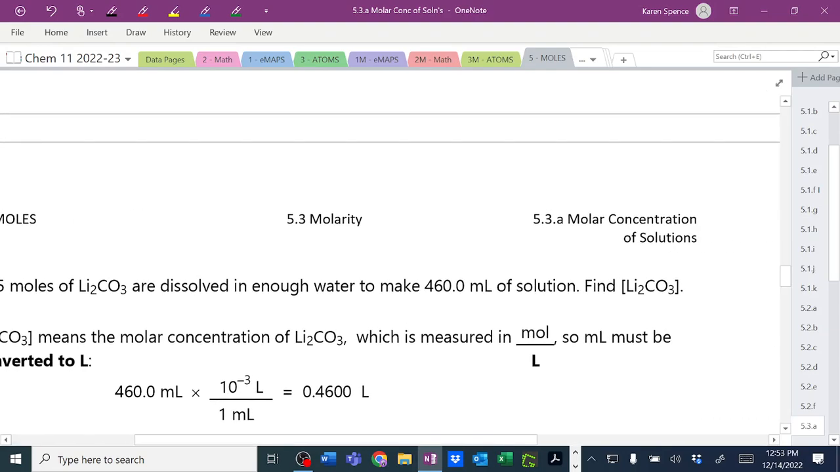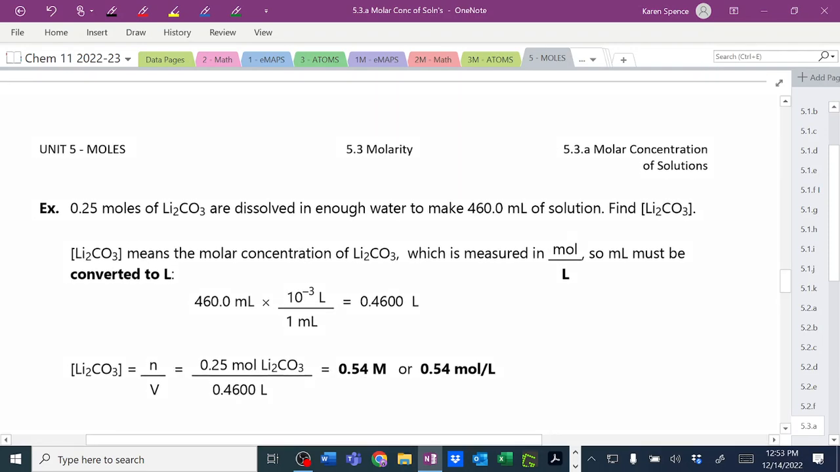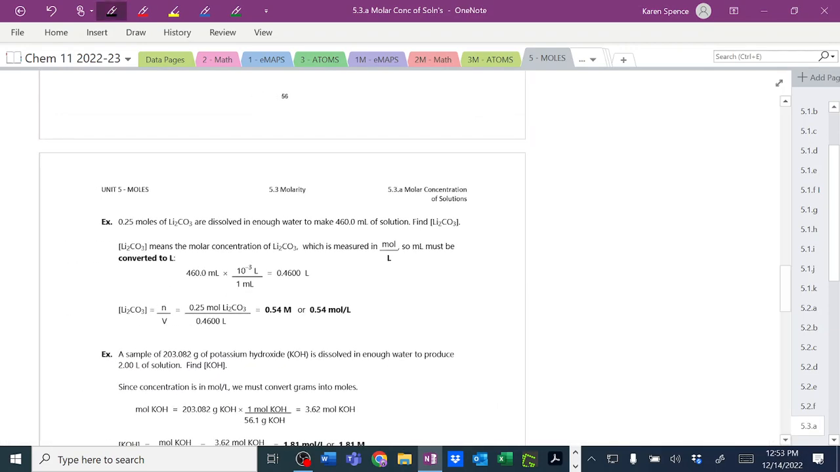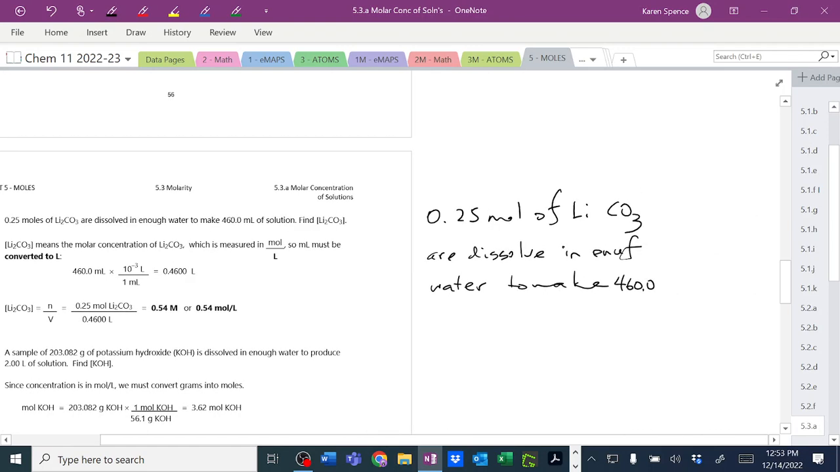Okay, so let's take this question here. Okay. And in fact, I'm going to rewrite it over here. So 0.25 moles of Li2CO3 are dissolved in enough water to make 460 milliliters of solution. Find square bracket Li2CO3.